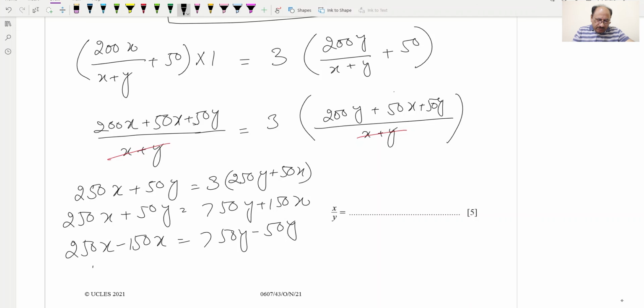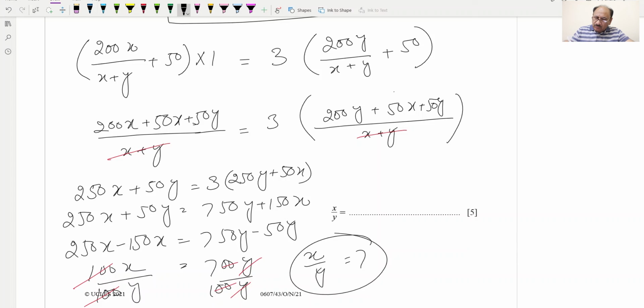So it will be 100x is equal to 700y. Now we can divide both sides by 100y, and the zeros will be cancelled, and y will be cancelled, so x over y will be equal to 7. So this will be our final answer for the 5-mark question, which we are done.